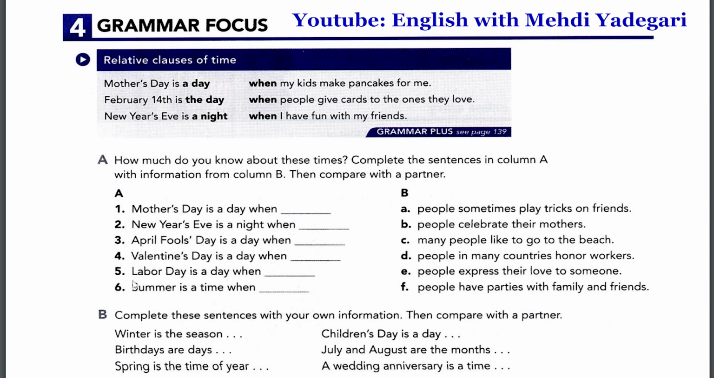Number 5. Labor Day, which means روز کارگر, is a day when people in many countries honor workers.